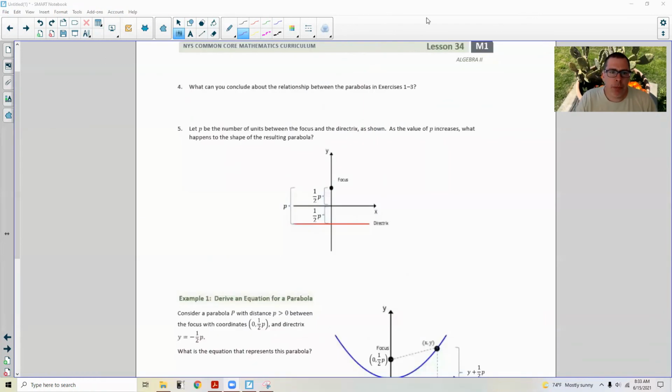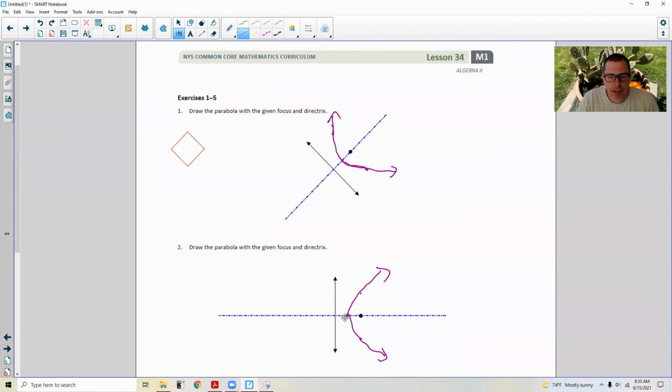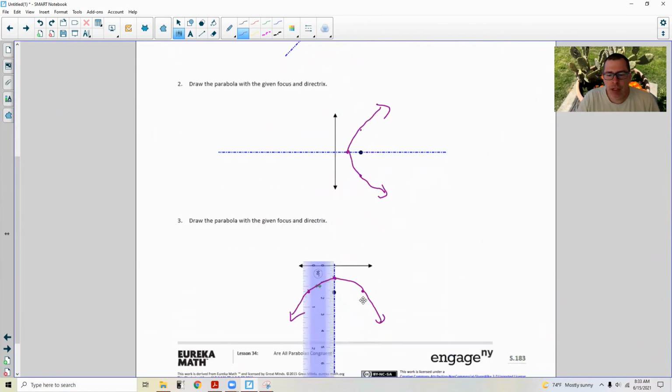Okay, page 3, number 4. What can you conclude about the relationship between the parabolas in exercises 1 through 3? Well, if I go back here, I measured this to be 15 millimeters, and then I said this was 16, but actually it's probably closer to 15. And then this one here is also 15 millimeters.